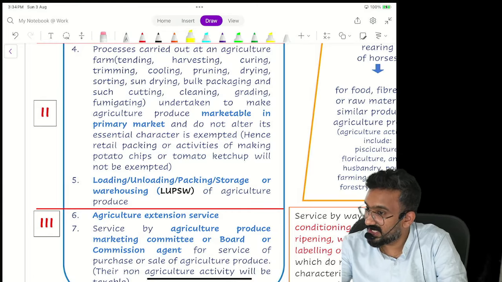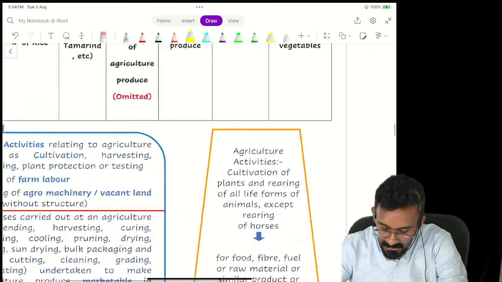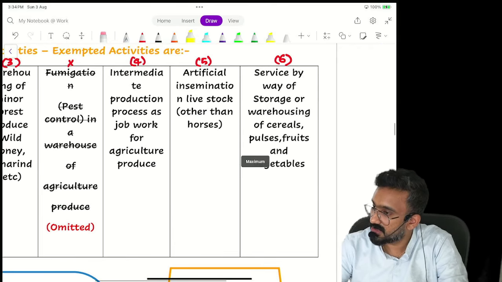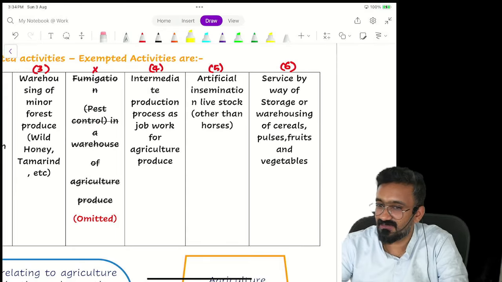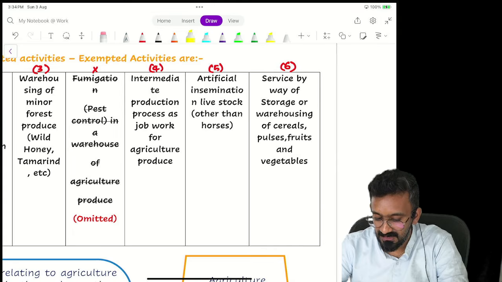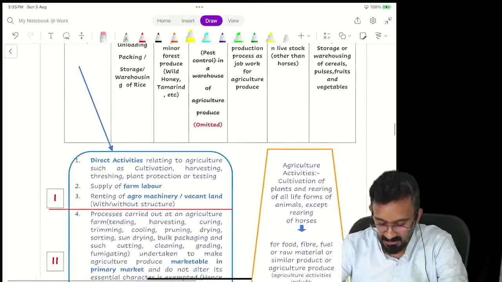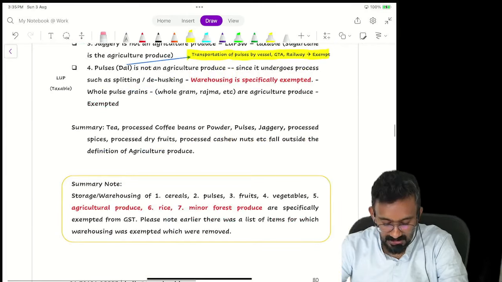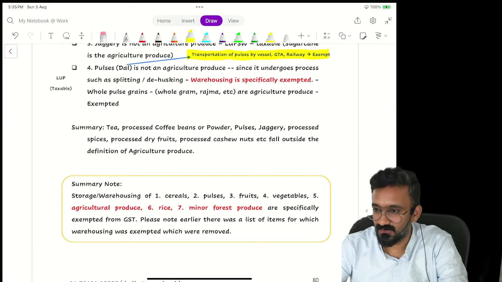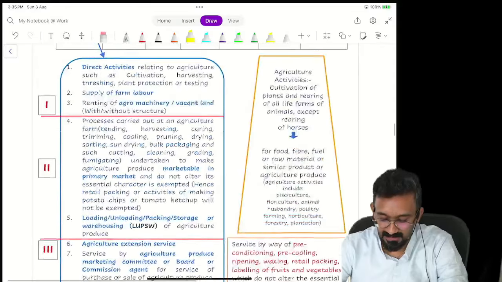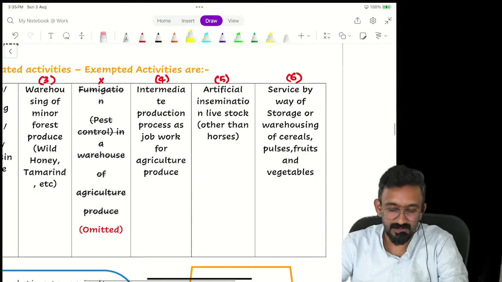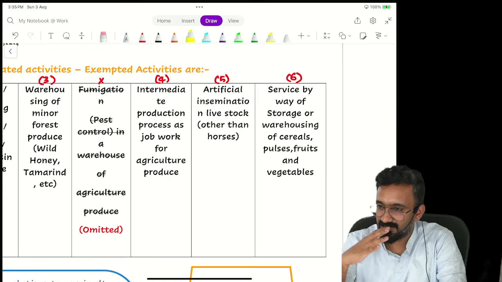But would you still get some exemption for pulses? Yes. Why? Point number 6. There's a separate exemption additionally available now. What is this exemption? Services by way of storage or warehousing of cereal, pulses, fruits and vegetables are separately exempt. In my old note, it would be after this I've written. Summary note I would have written like that. Same thing. But now in the new note I've added this here also. Mixed a few things.